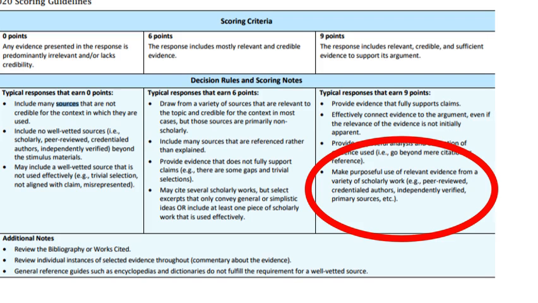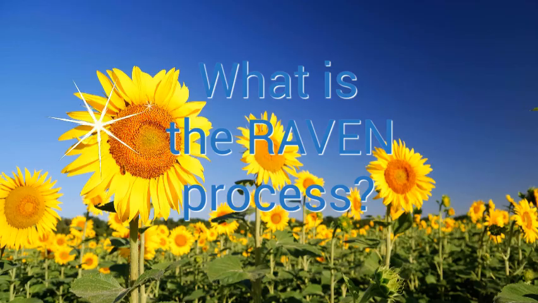So this begs the question, how do I find these credible sources to get all of my points? Well, this can be answered using the Raven technique.